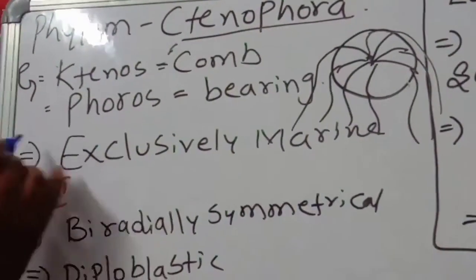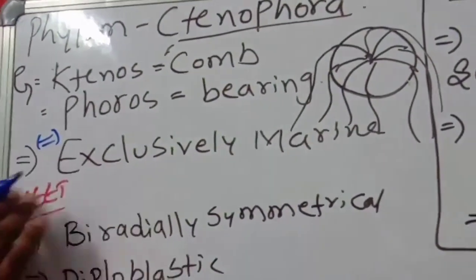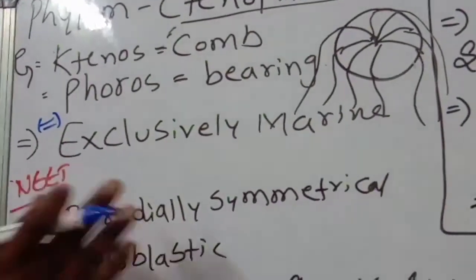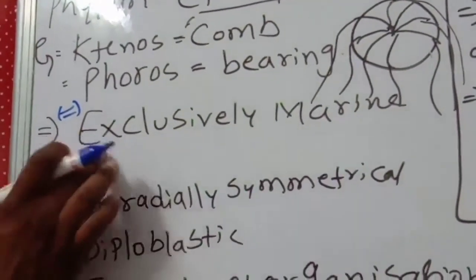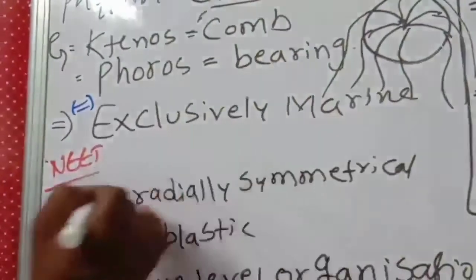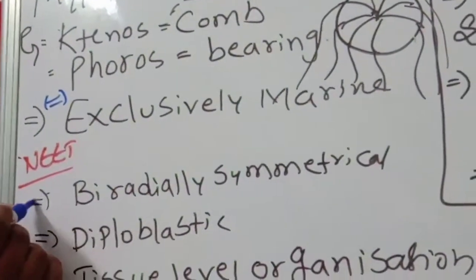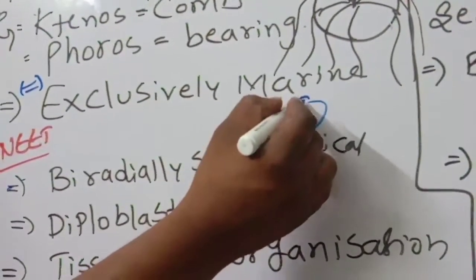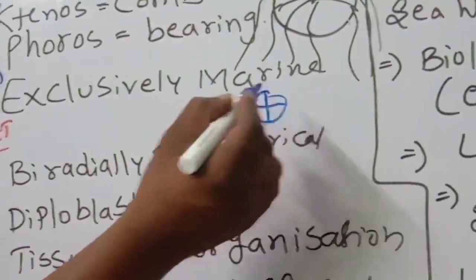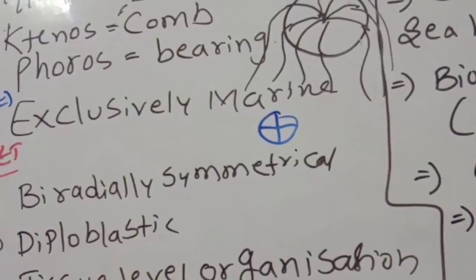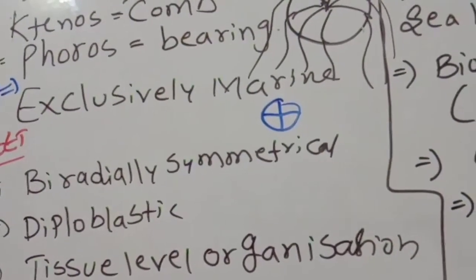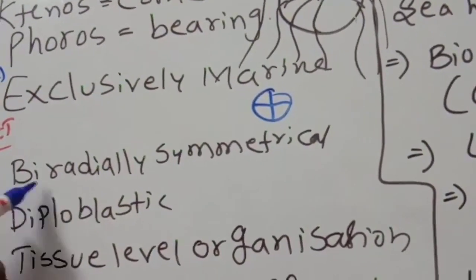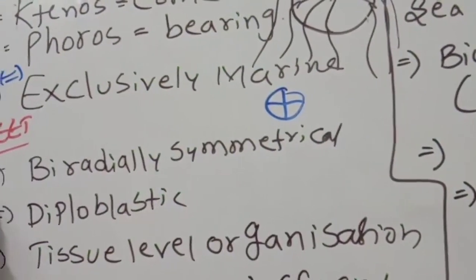They are exclusively marine. So in the NEET exam they will ask which phylum organisms are exclusively marine. Ctenophores show biradial symmetry. Biradially symmetrical means two sides, exactly two halves we will get. That is called biradially symmetrical.